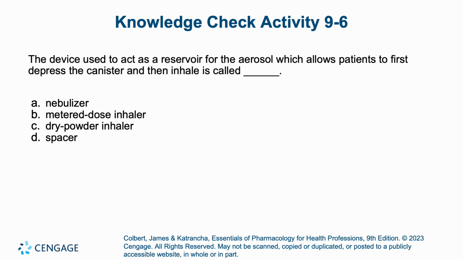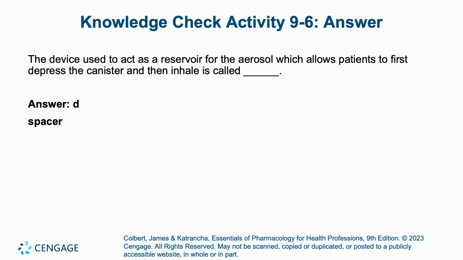Knowledge check. The device used to act as a reservoir for the aerosol, which allows patients to first depress the canister and then inhale, is called A. Nebulizer, B. Metered dose inhaler, C. Dry powder inhaler, D. Spacer. The answer is D. Spacer.